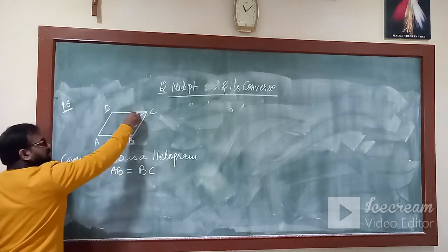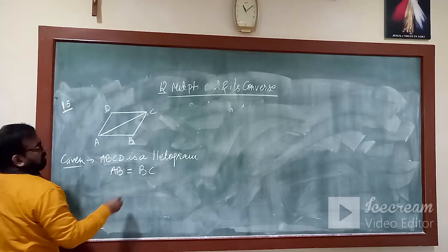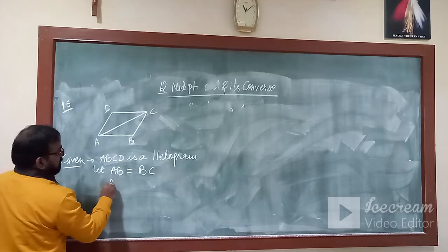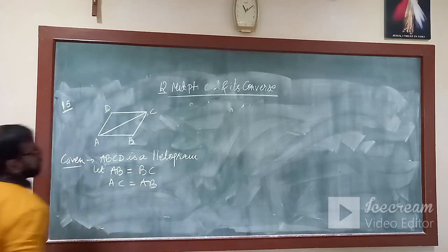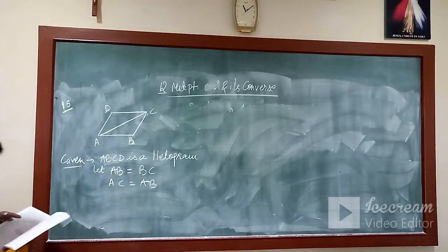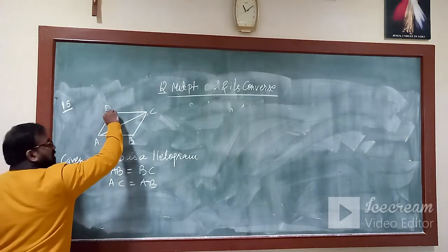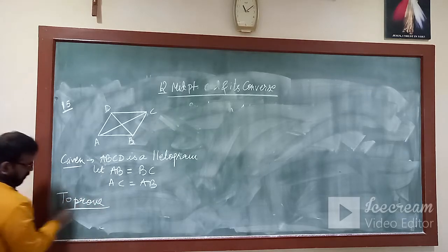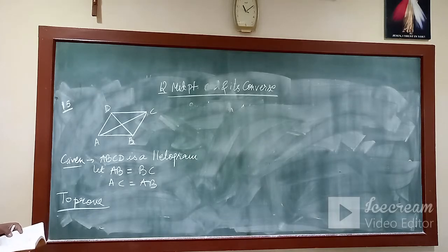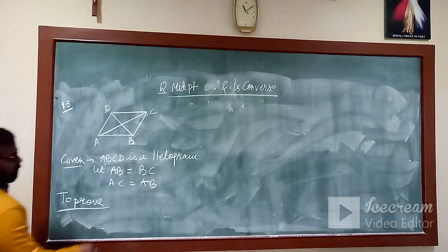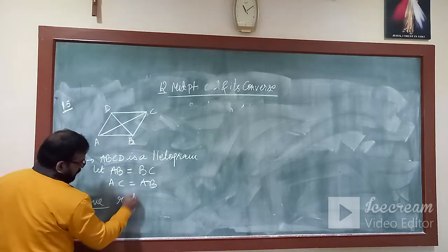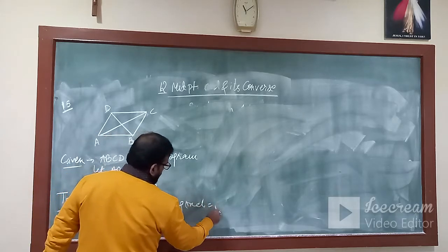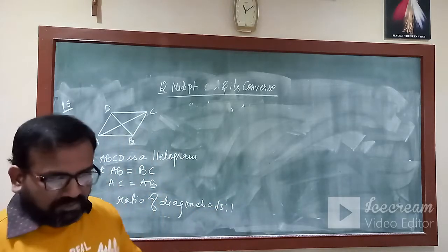So this diagonal I am taking. Let AC equal to AB. Now what we have to find, to prove? The ratio of its diagonals is √3:1. So we have to find the ratio of diagonals, √3:1. This we have to prove.